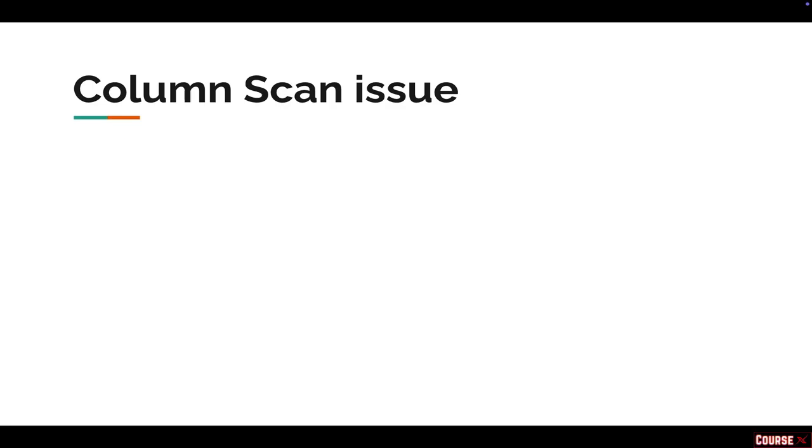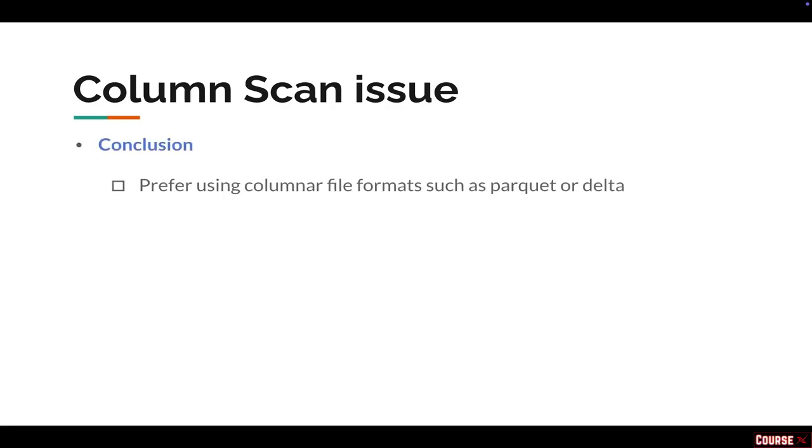So what is the conclusion from this lecture? Conclusion is prefer using columnar file formats such as Parquet or Delta. So why are we able to eliminate the columns? Because Parquet or Delta are columnar file formats, and fortunately we are using a Parquet dataset here. That is why we are able to eliminate all the unnecessary columns and only load the necessary columns in the memory. So this is the beauty of columnar file format.